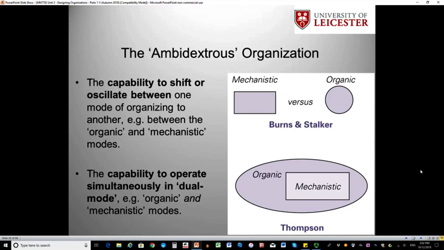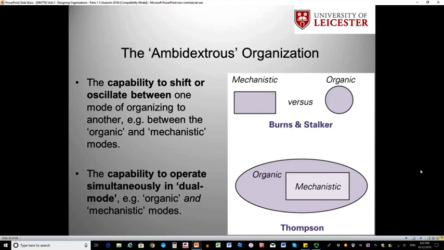It can either be an organisation that is predominantly organic with organic and mechanistic divisions, or it could be one that has an overarching mechanistic mode of organising with some functions that are more organic. And I suspect that perhaps the military is like that. The military in most countries is probably very mechanistic, but there may be certain units or divisions within that are quite organic.